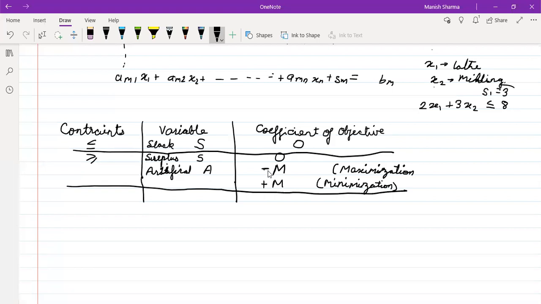Okay, indicating that there were still 3 hours left of the machining time that could have been utilized. So this is underutilized machining time that we have wasted.